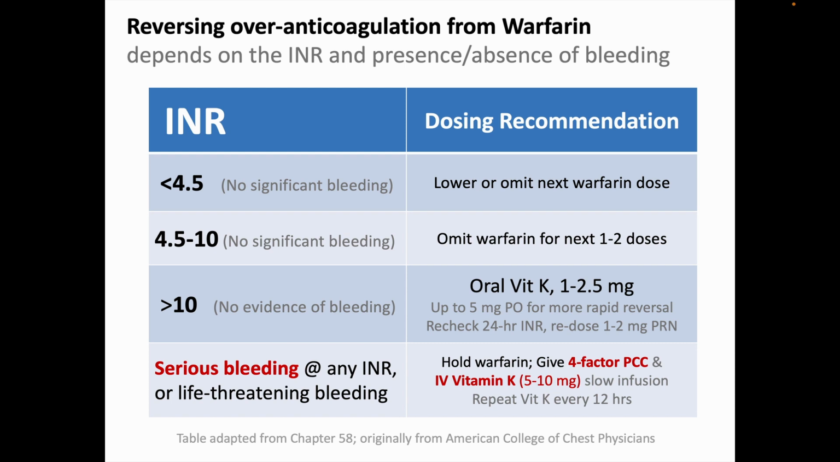For patients with serious bleeding at any INR level, or for those with life-threatening bleeds, there's obviously more urgency. You do give vitamin K, but that's almost a secondary treatment at this point. These patients are treated with 4-factor prothrombin complex concentrate to immediately restore functional levels of multiple clotting factors. And they're also given vitamin K, 5 to 10 milligrams by slow IV infusion. Additional vitamin K dosing may be needed every 12 hours.